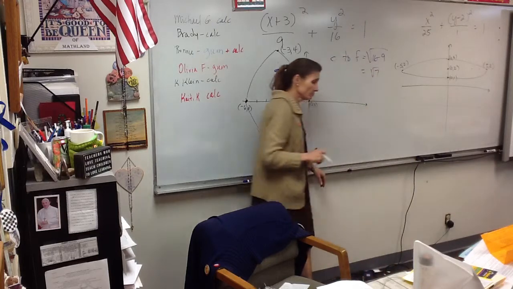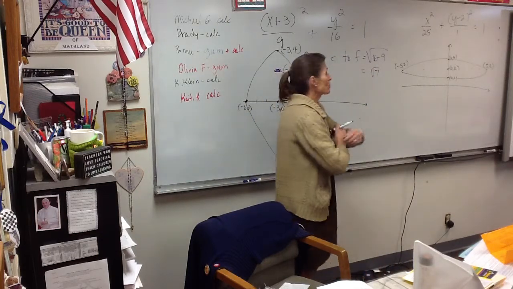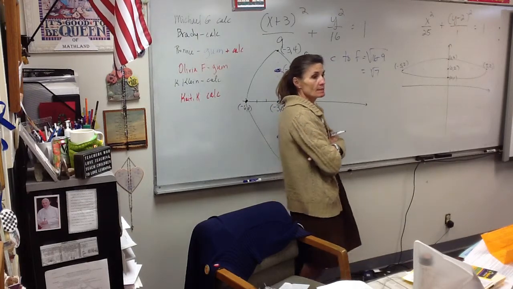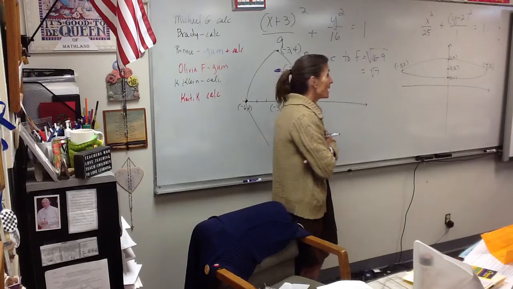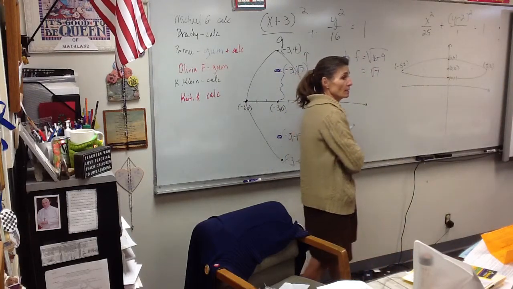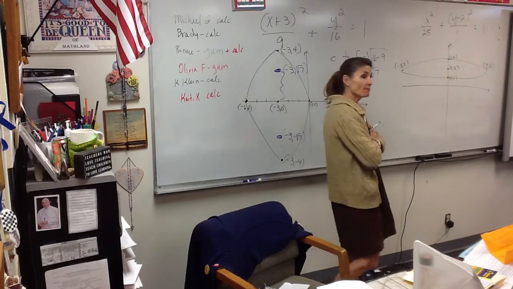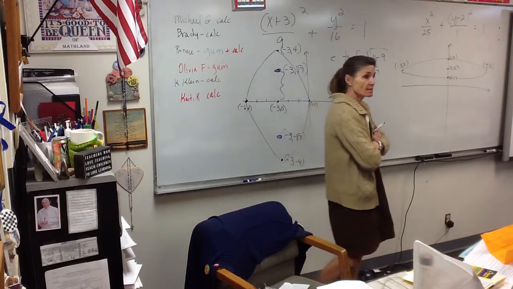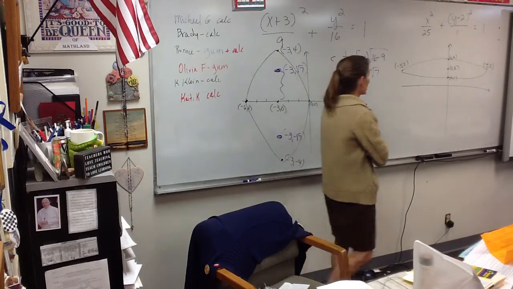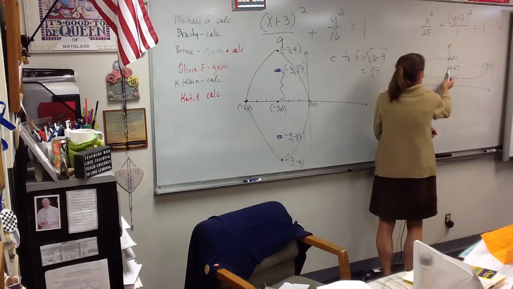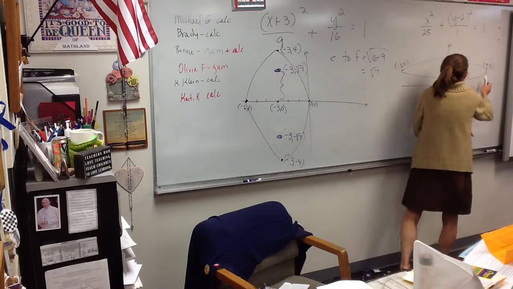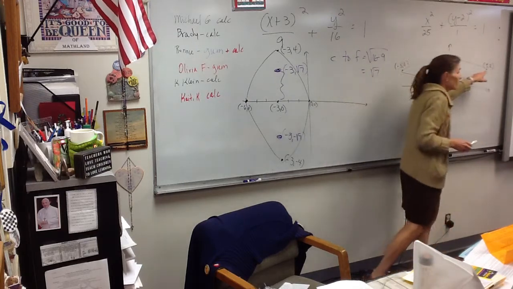Do you have your center? What did you say your center was? 0, 2? What did the 25 tell you to do? Left and right 5. And we got 5 because that's the square root of 25, right? So we started at 0, 2, and we backed up 5, and we went forward 5. So did you get negative 5, 2, and positive 5, 2?